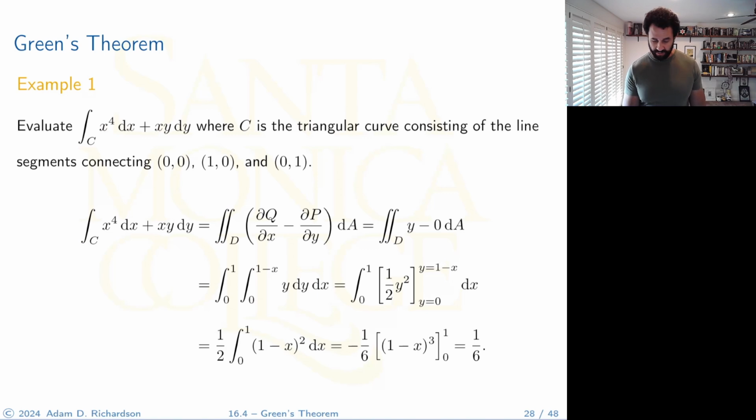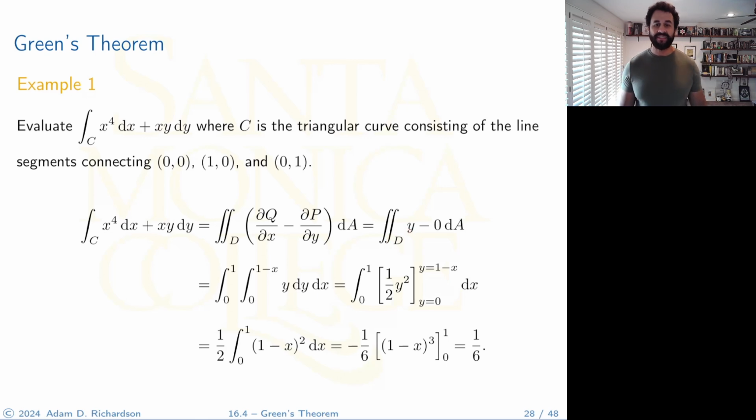So what we need to do is compute the partial of Q with respect to x. Here's Q, and here's Q, and the partial of P with respect to y. Here's P. So partial Q with respect to x gives us y, right? And then partial P with respect to y gives us 0. So now we're just computing the double integral of y over the region D.